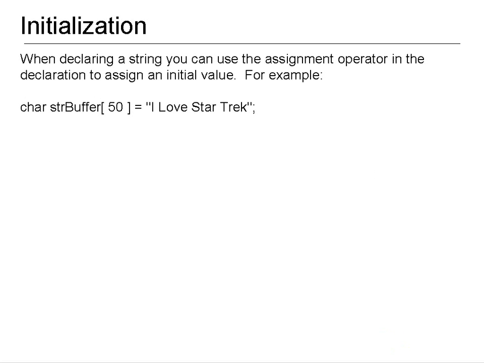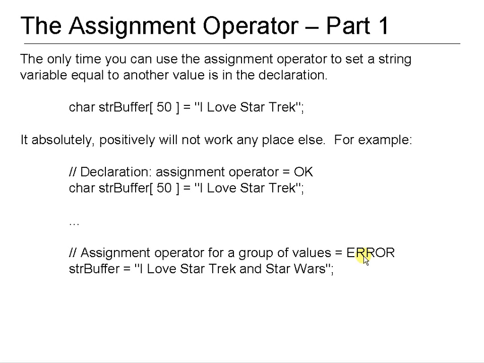When declaring a string, you can use the assignment operator in the declaration to assign an initial value. For example, char str_buffer 50 equals "I love Star Trek". The only time you can use the assignment operator to set a string variable equal to another value is in the declaration right here. It absolutely, positively will not work any place else.